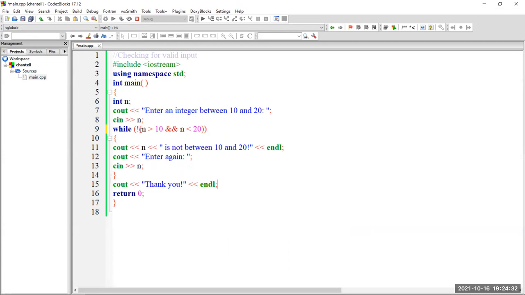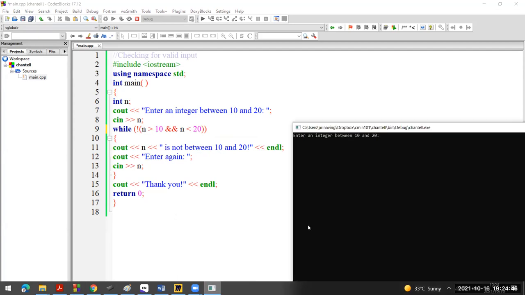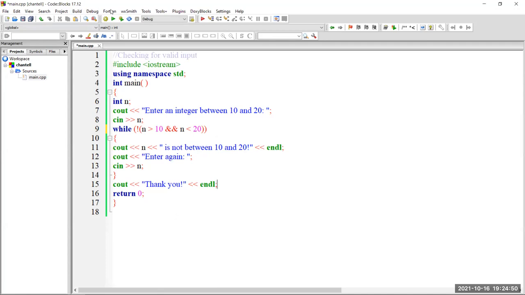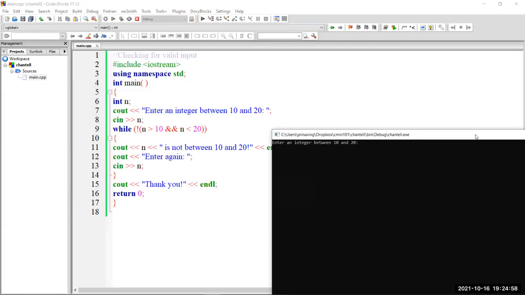Maybe this would be easier for you to grasp the not in terms of the Boolean variables. So I want a number between there, but if they don't do it, there's the not symbol. Then I want the program to ask them over and over again, please enter it in. All right? So let me do a compile, Chantelle. I'm compiling it. Now I'm running it. So enter a number between 10 and 20.